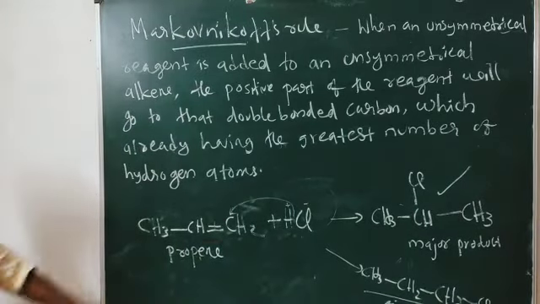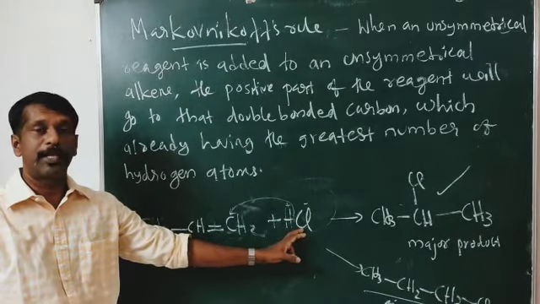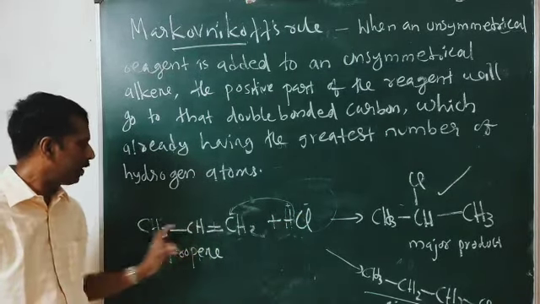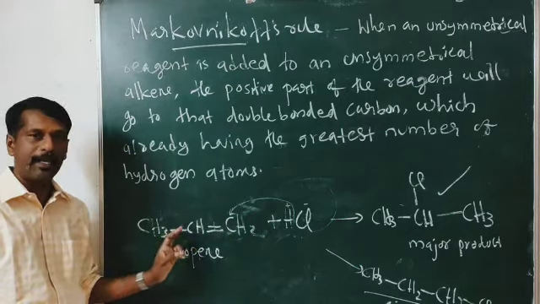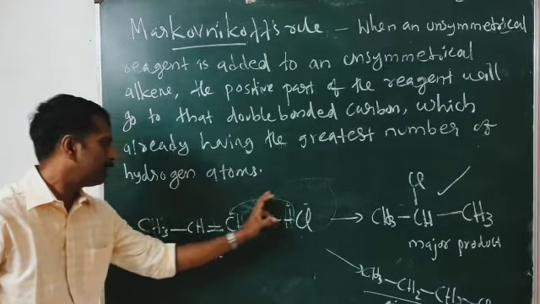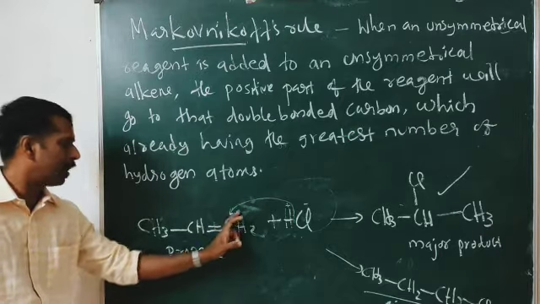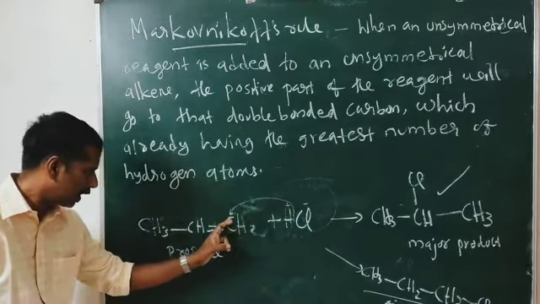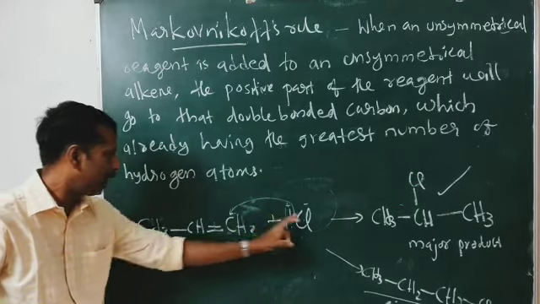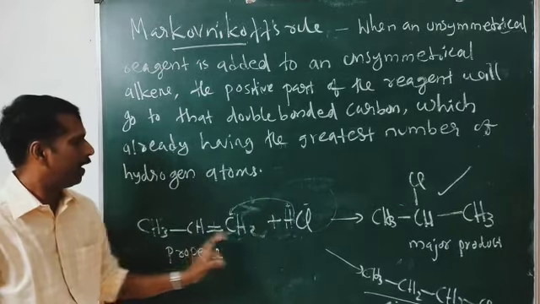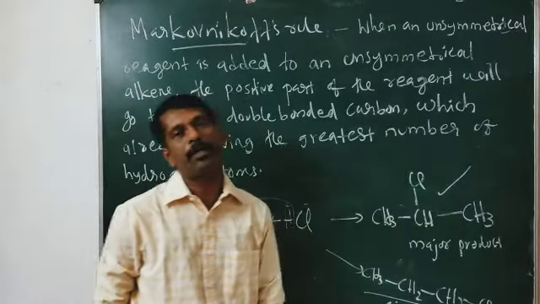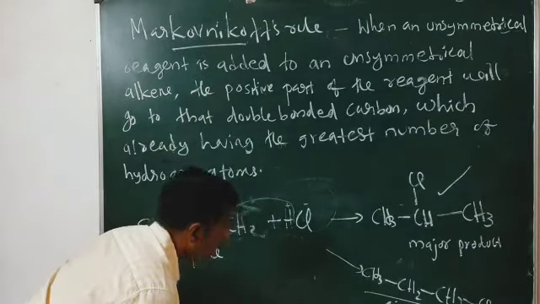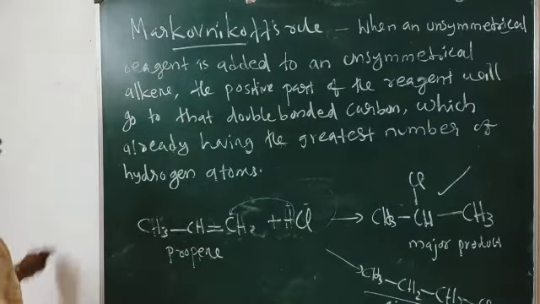Okay, so look here. When an unsymmetrical reagent, H plus and Cl minus, is added to an unsymmetrical alkene, the positive part of the reagent will go to that double bonded carbon which already has the highest number of hydrogen atoms. So this H plus will come to this carbon, that means it will become CH3, and Cl will come to this carbon. You get this as the major product. So this is what is called Markovnikov's rule.